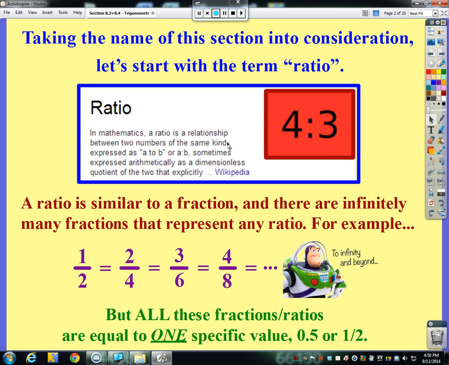So for example, the ratio 1 to 2, okay, we can think of as 1/2. Which is the same thing as 2/4, which is the same thing as 3/6, which is the same thing as 4/8, which is the same thing as, and thanks Buzz Lightyear, to infinity and beyond, right? We really have infinitely many fractions we could come up with that are all essentially the same as 0.5 or 1/2 here, okay? So all these fractions really equal the same thing, this one specific value, okay? And that's going to be a key thing to understand why and how trigonometry really works here. And we'll talk about more in depth here in a bit.